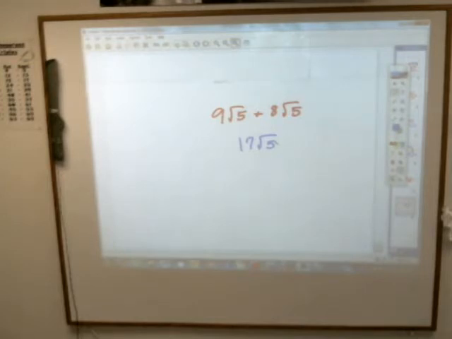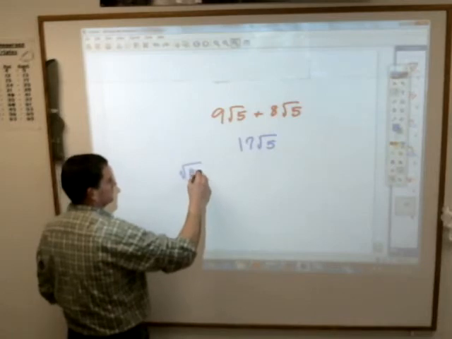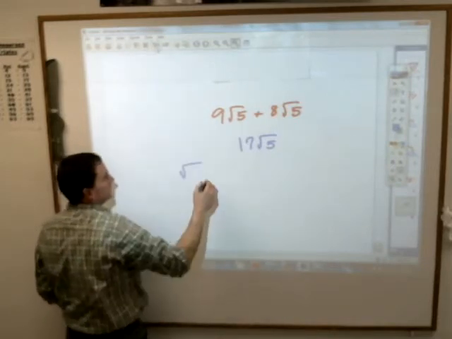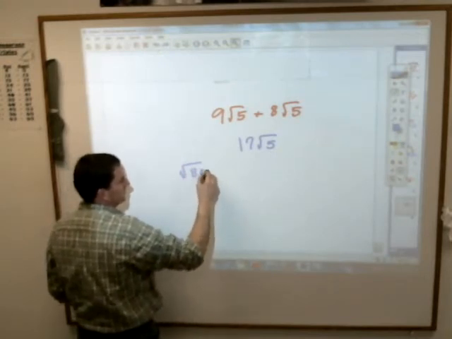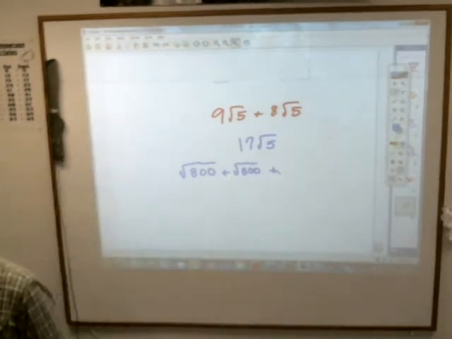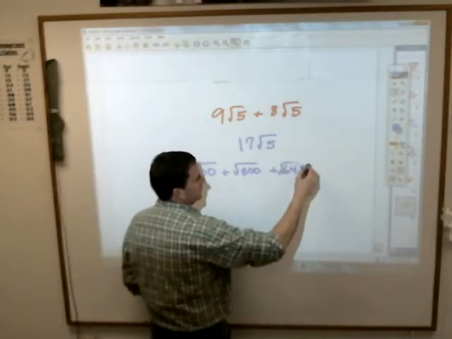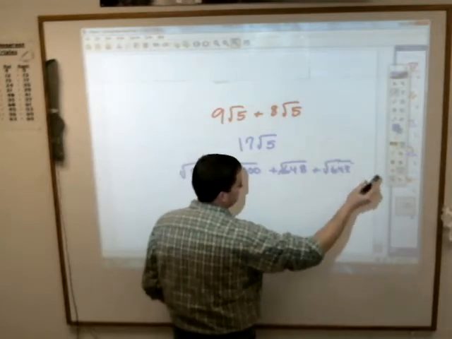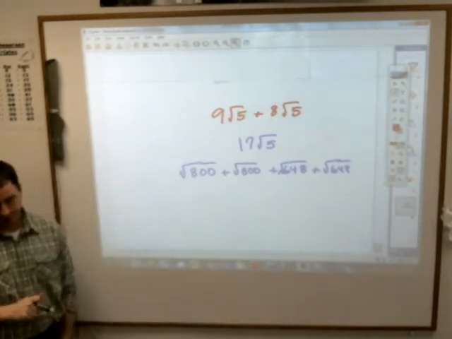Because we might have something that looks like this. Let me find it first. Write this one down, because this is probably going to be the best of the best. The square root of 800 plus the square root of 800 plus the square root of 648 plus the square root of 648. Thoughts on that? Kylie, how?